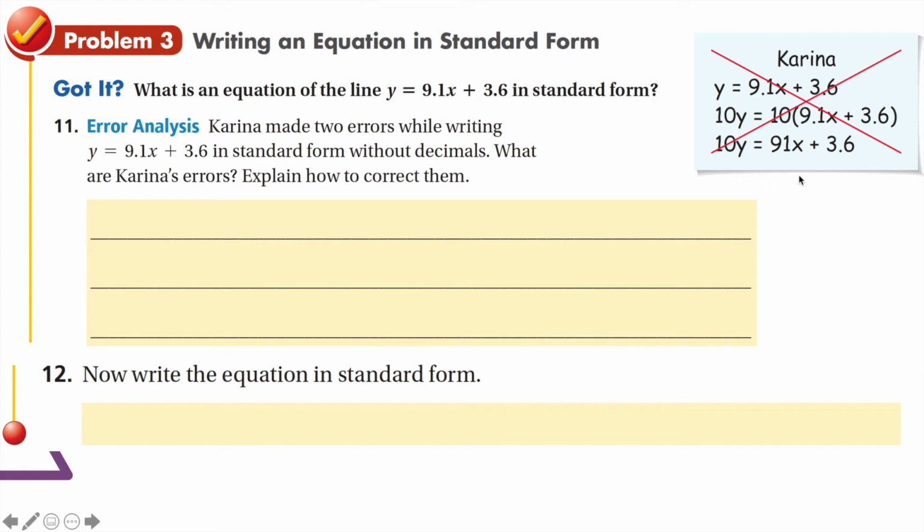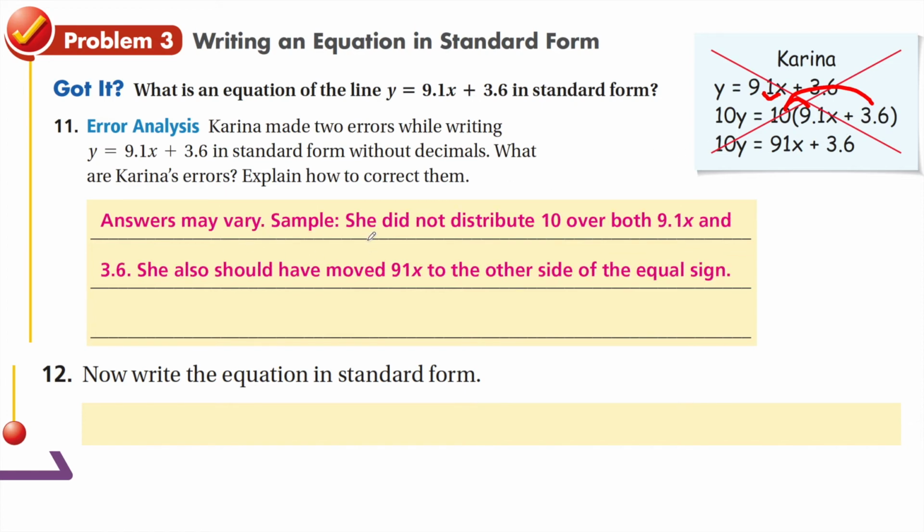Well, if we take a look over here, it looks like when she was going through it, she did multiply everything by 10, which is correct. If we want to get rid of the decimals, we need to move the decimal from the place that it's in all the way to out in front, which means that we would have to move it 1 time, which multiplying by 10 will do. However, as you can see, if we multiply that 9.1 by 10, we also must multiply the 3.6 by 10. So in this case, she did not distribute the 10 over both the 9.1x and the 3.6.